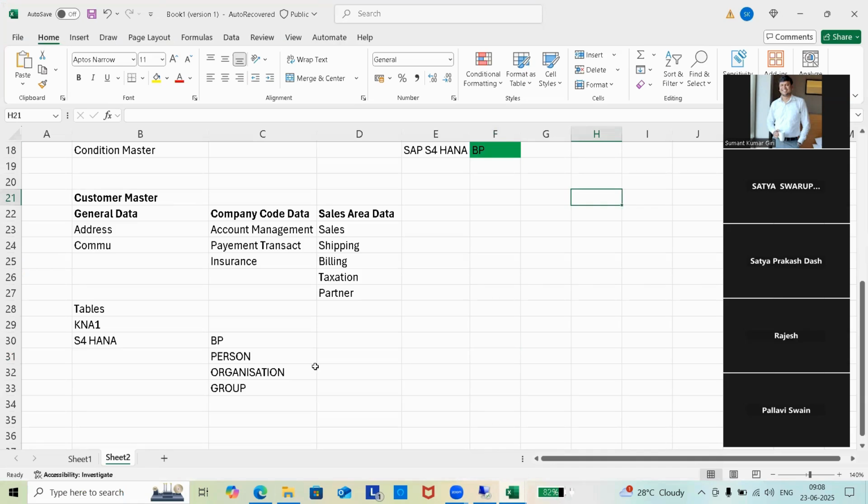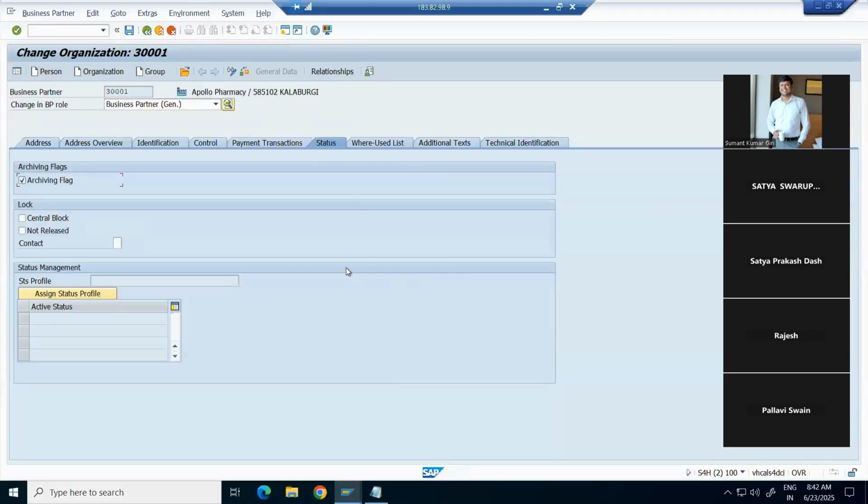So yes, Chandra, please go ahead. You were asking something. Just missed that one. So regarding this block and unblock and archiving, you are asking about deletion of the customer, you are saying, right? Yes.